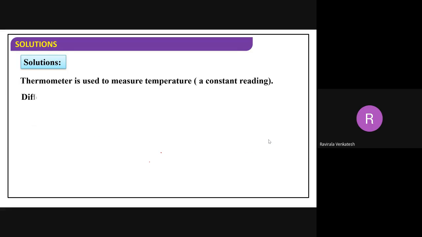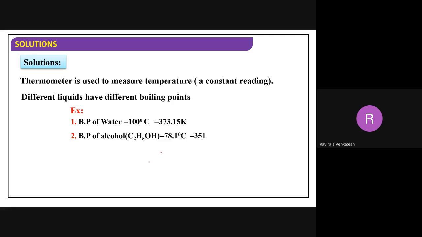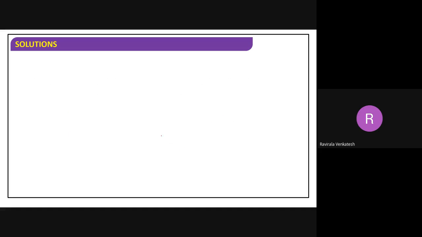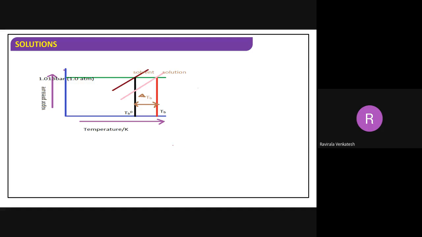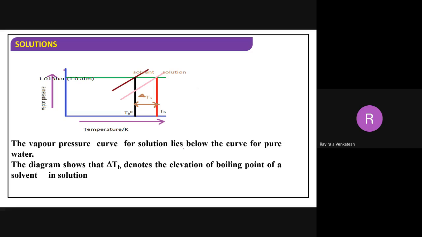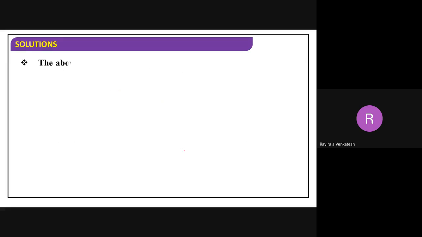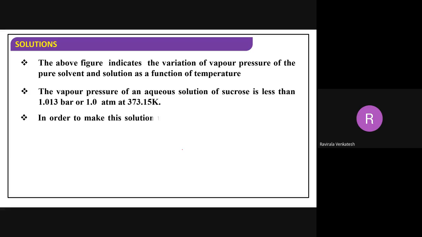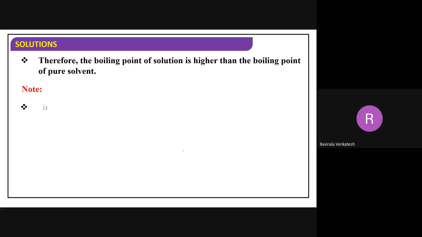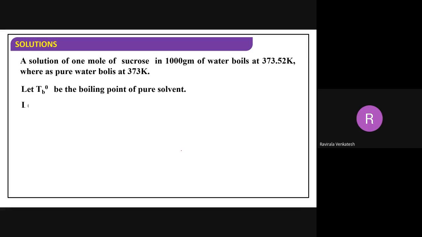Next, we will start. Generally, a thermometer is used to measure the temperature. Correct? Different liquids have different boiling points because their intermolecular forces are different. The boiling point of water is 373.15 K, nothing but 100 degrees Celsius here. And for alcohol, it is 78.1 degrees Celsius. Let me take a diagram here. Before the diagram, first of all, I will explain this elevation of boiling point, then I will take the diagram.